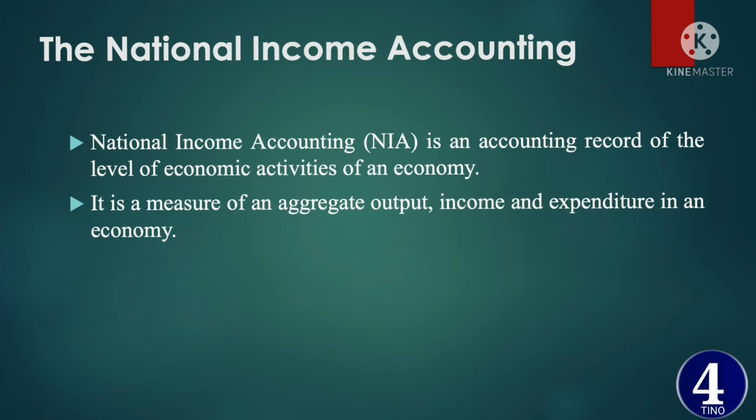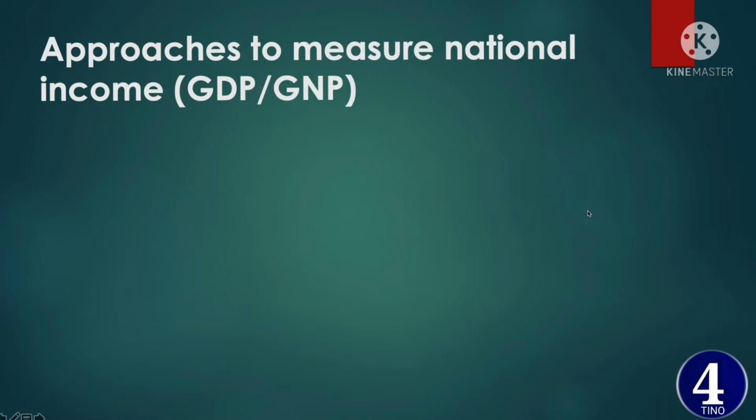It is a measure of aggregate output. You can measure national income using output, and also you can measure national income using income, and you can also measure national income using expenditure in the economy. So in other words, national income accounting is a measure of aggregate output, income, or aggregate expenditure throughout the economy. How many ways or approaches do we have to measure national income? That is the next question that we will be answering.